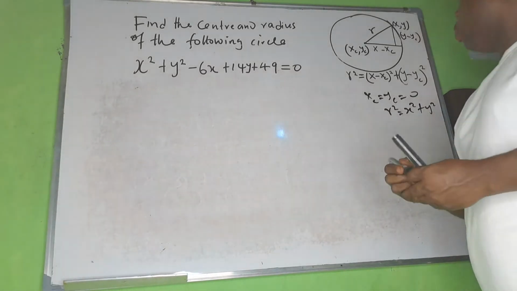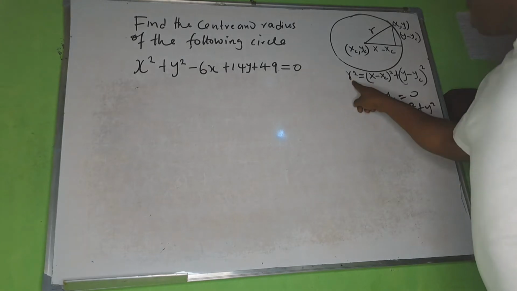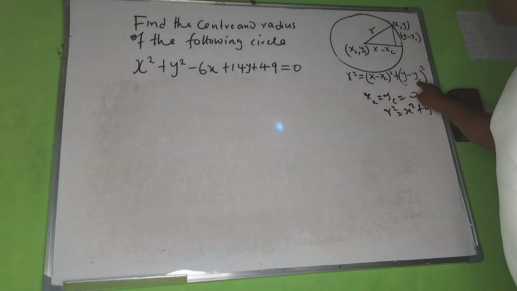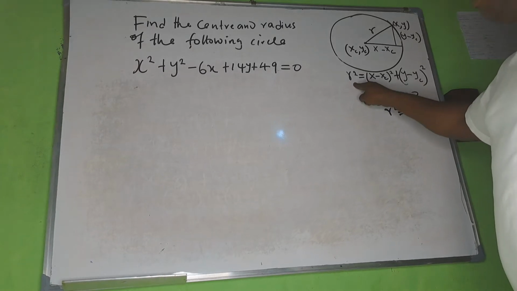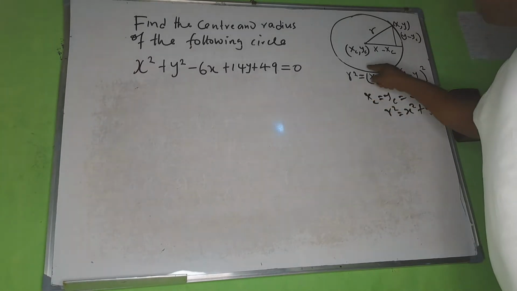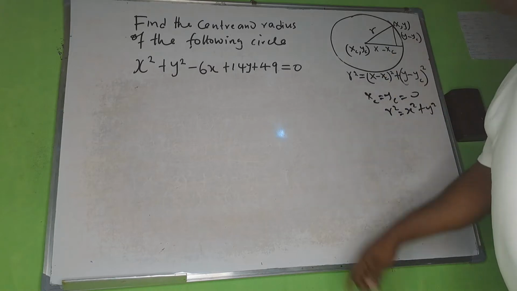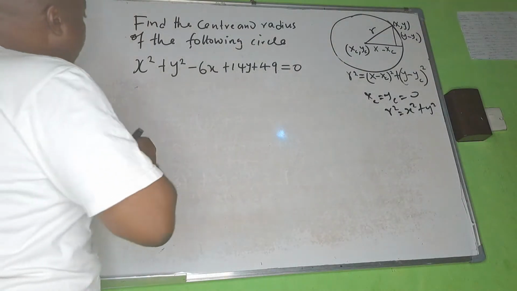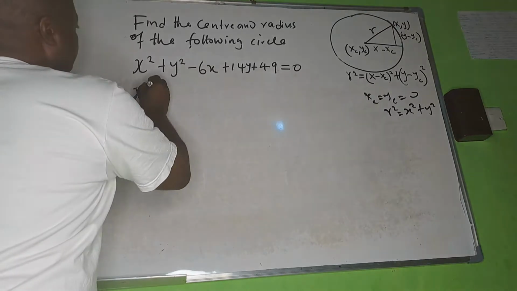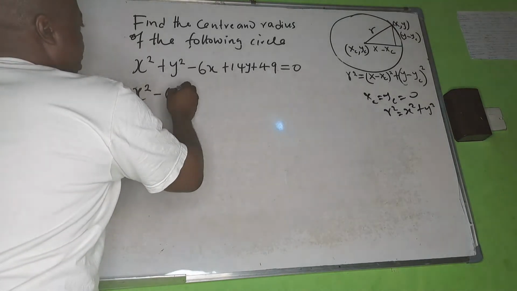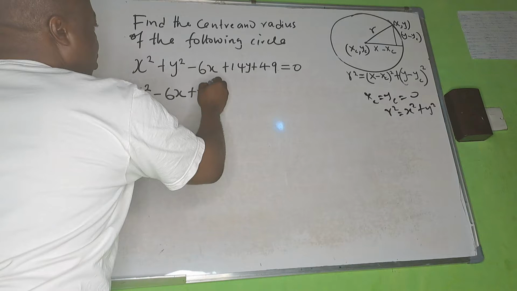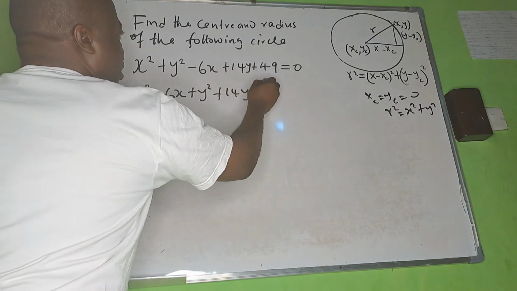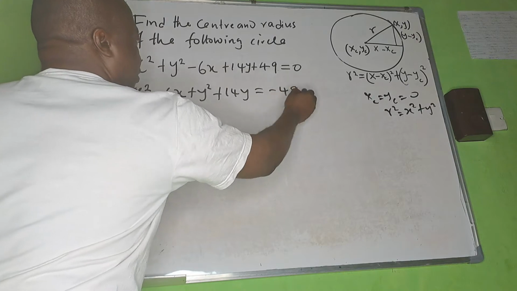What the equation says is that we should find what r is, what xc is, and what yc is. Our business is to find r, xc, and yc. So to do that, we proceed as follows. I rearrange this equation as x squared minus 6x plus y squared plus 14y equals minus 49.